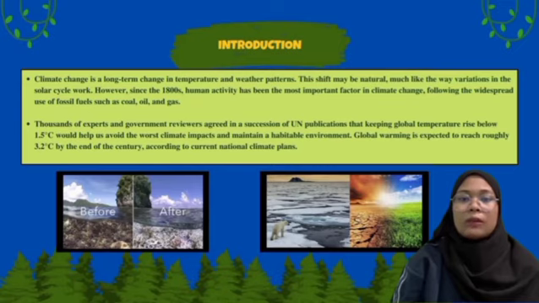Thousands of experts and government reviewers agree in a succession of UN publications that keeping global temperature rise below 1.5 Celsius will help us avoid the worst climate impact and maintain a habitable environment. Global warming is expected to reach roughly 3.2 Celsius by the end of the century according to current national climate plans. Climate change may have an impact on our health, food production, housing, safety, and employment.